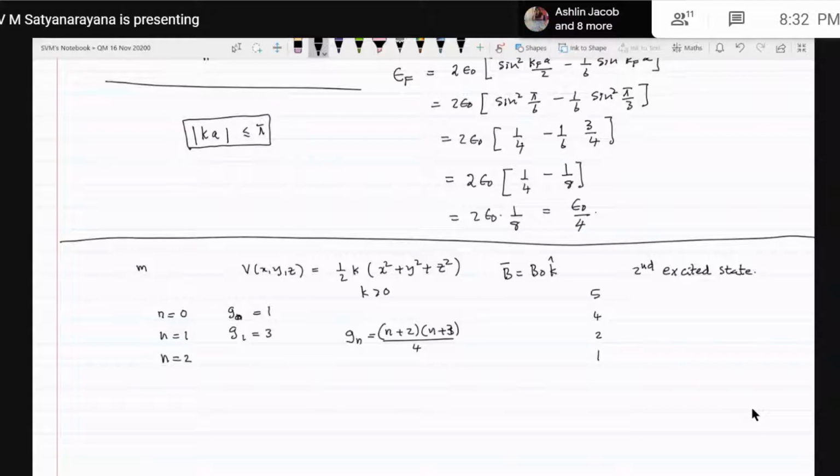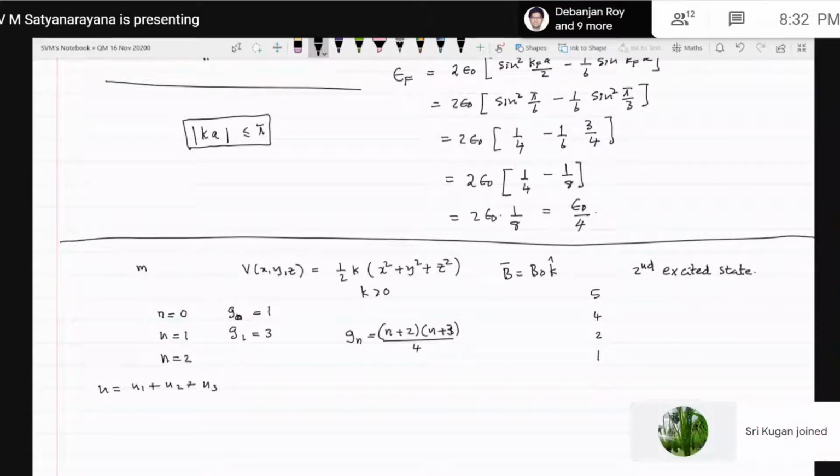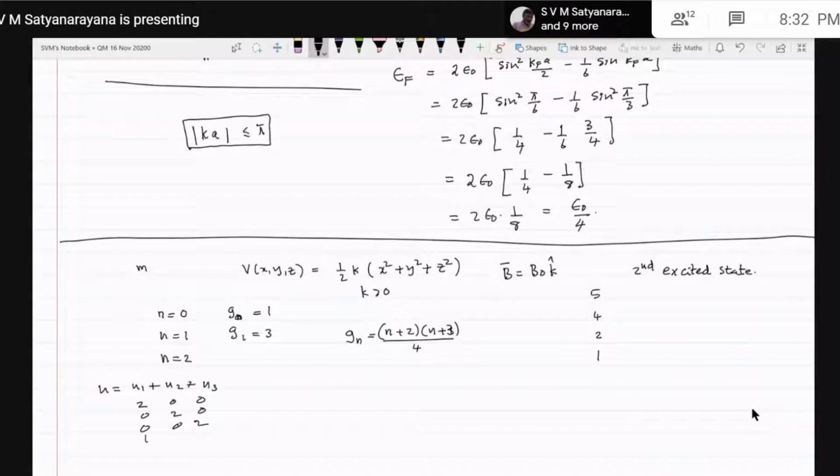So n equal to 2 means I have n1, n2, n3. So I may have 2, 0, 0; 0, 2, 0; and 0, 0, 2; or 1, 1, 0; 1, 0, 1; 0, 1, 1. So I have 6. Degeneracy is 6. So that means 4 and 2 plus 3 is 5.